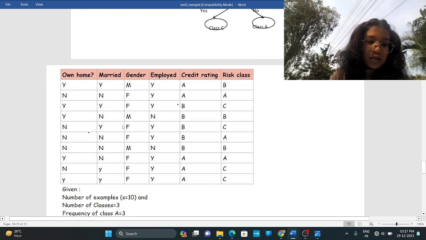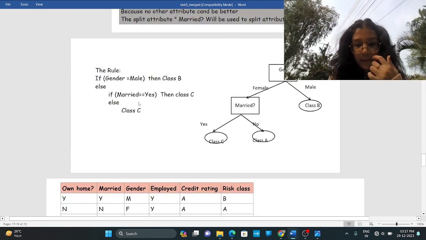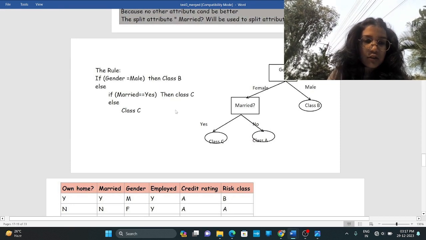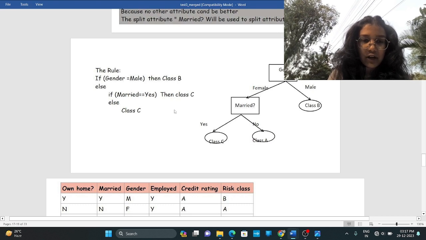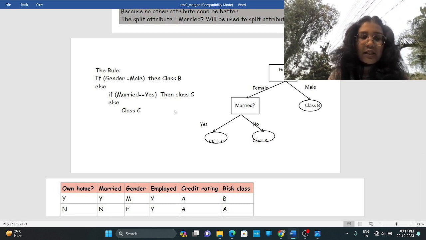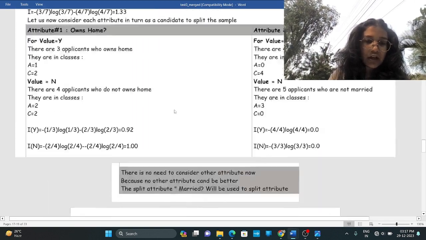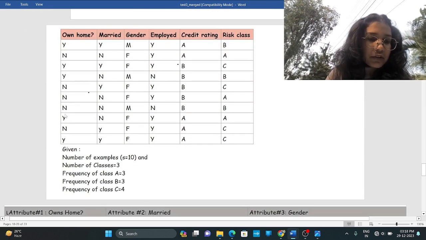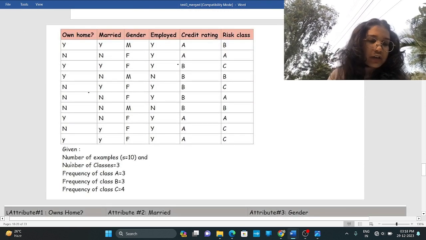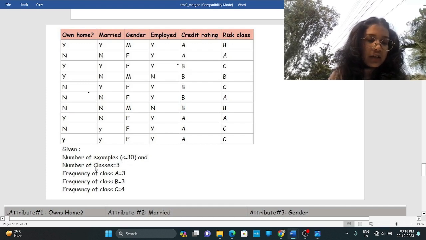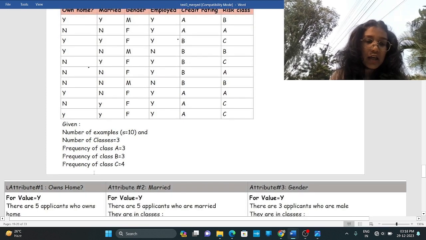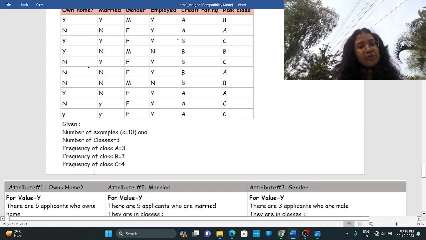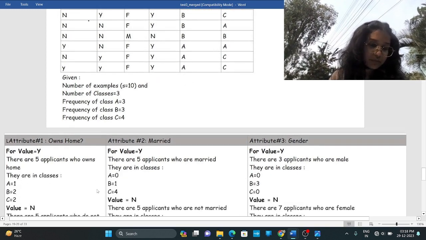By applying the same formula, we concluded the root node and the child node. The rule: if gender equals male, then class B. Else, if married equals yes, then class B. Else, class C. Now for question number 5, we have this table and the values: number of examples S equals 10 and number of classes 3, frequency of class A equals 3, frequency of class B equals 3, frequency of class C equals 4.